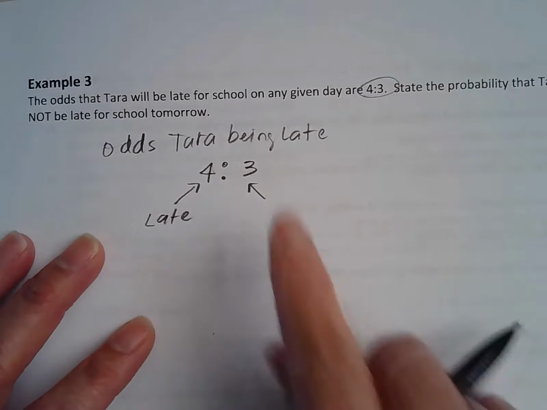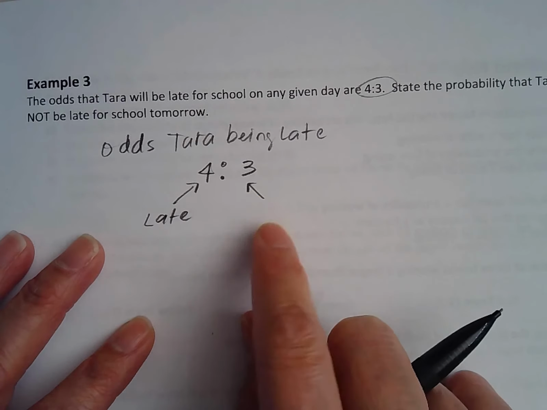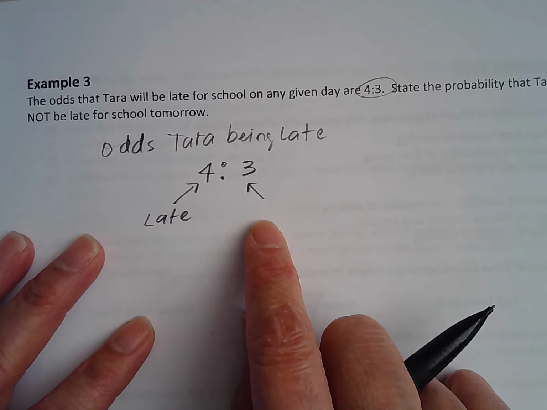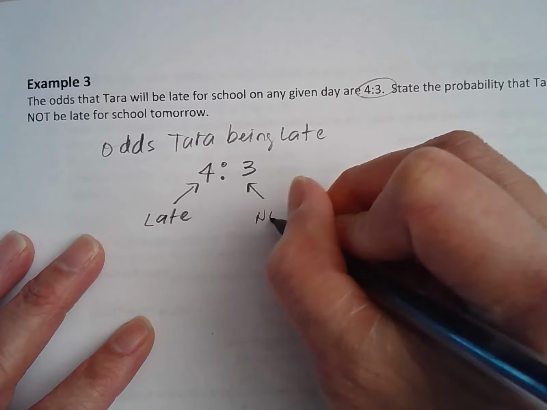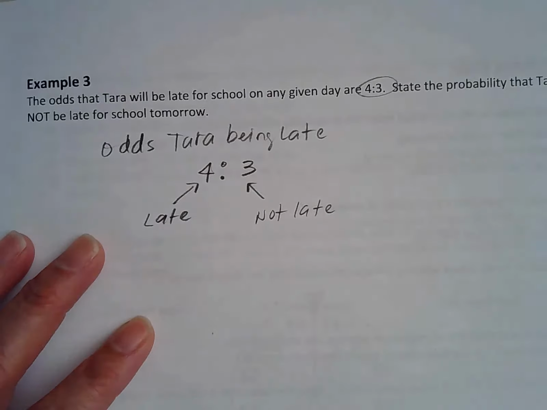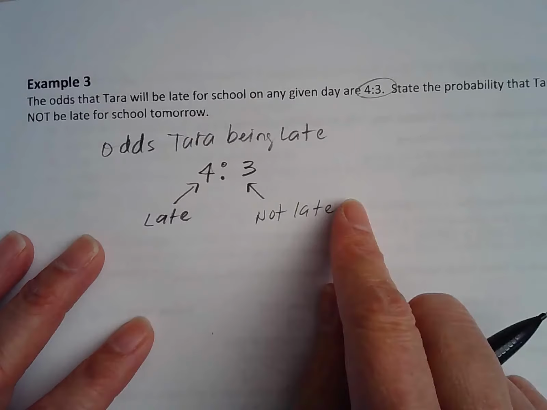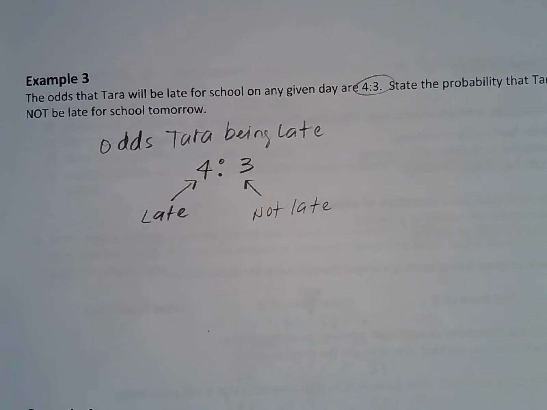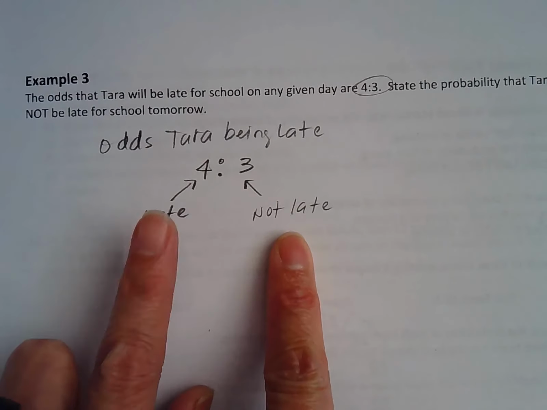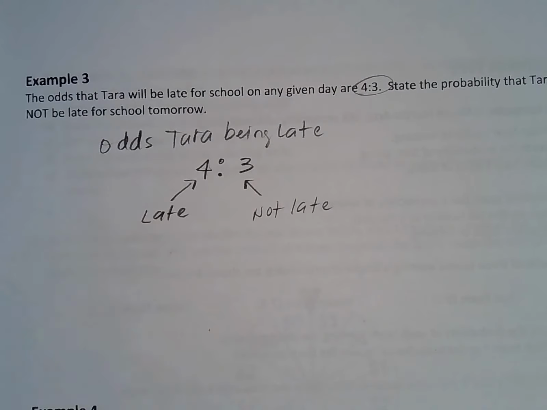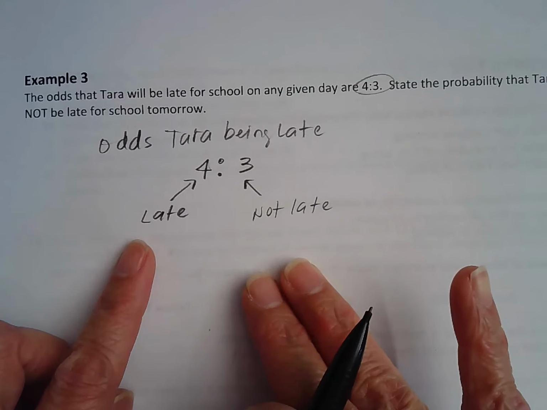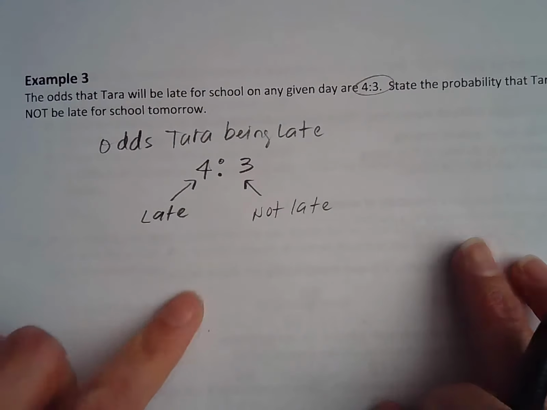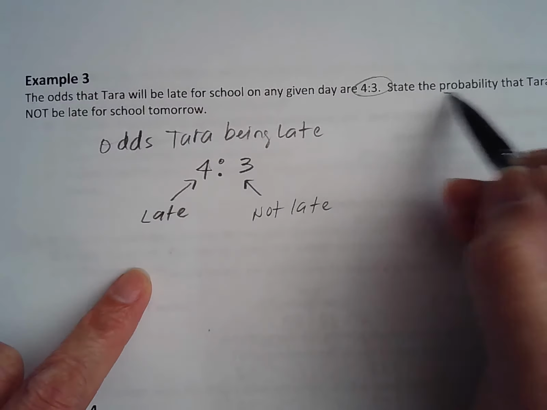And this one, what would the 3 be? Not on time, or you can say not late. If you go late and then not late, I think it's just easier that way to navigate. You're right, it could be late and then on time. But I just wanted to show you that these are the complement of each other. Complement, not conjugate.